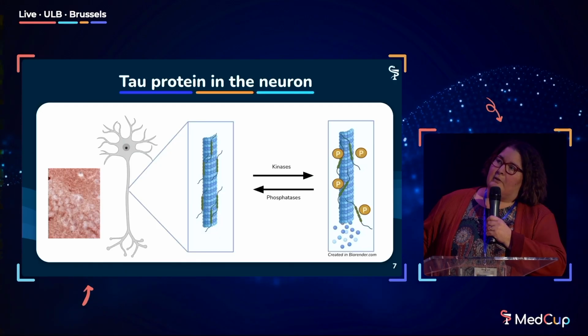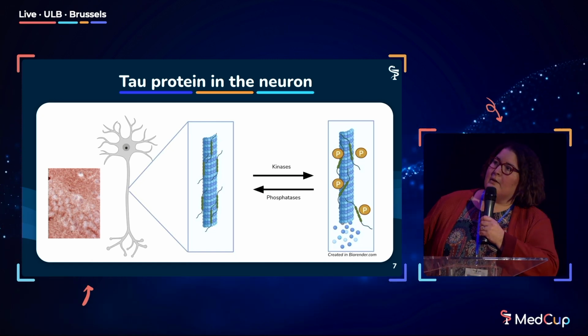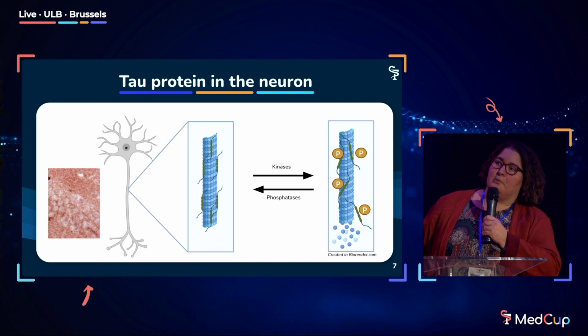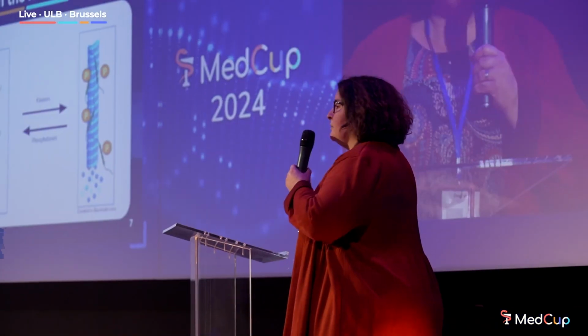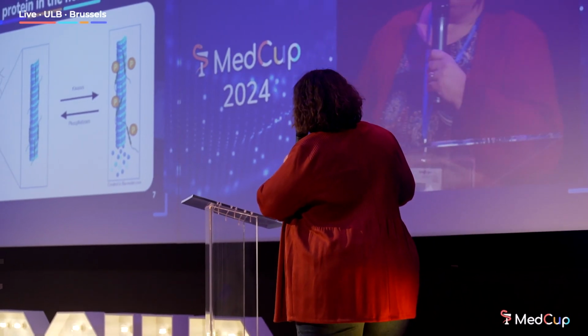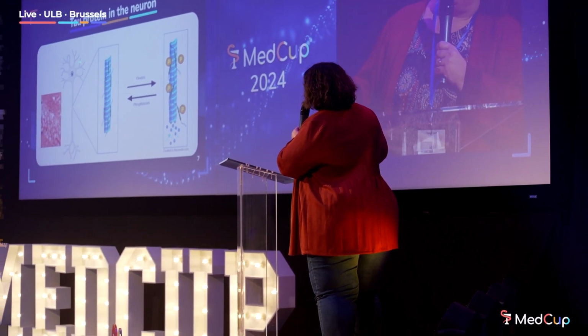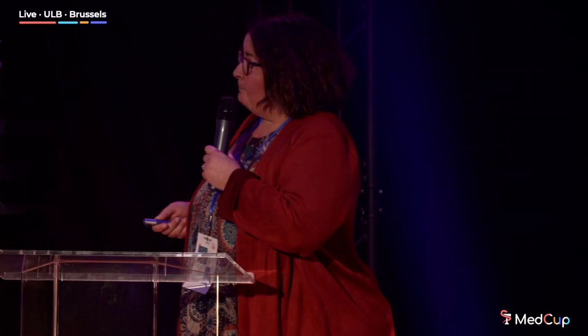This binding is regulated by the activity of kinases and phosphatases. When tau proteins are phosphorylated, they detach from the microtubules, and the microtubules are no more stabilized, they are depolymerized in this condition. It's particularly important because these microtubules play an important role in the axoplasmic flow in the axons.